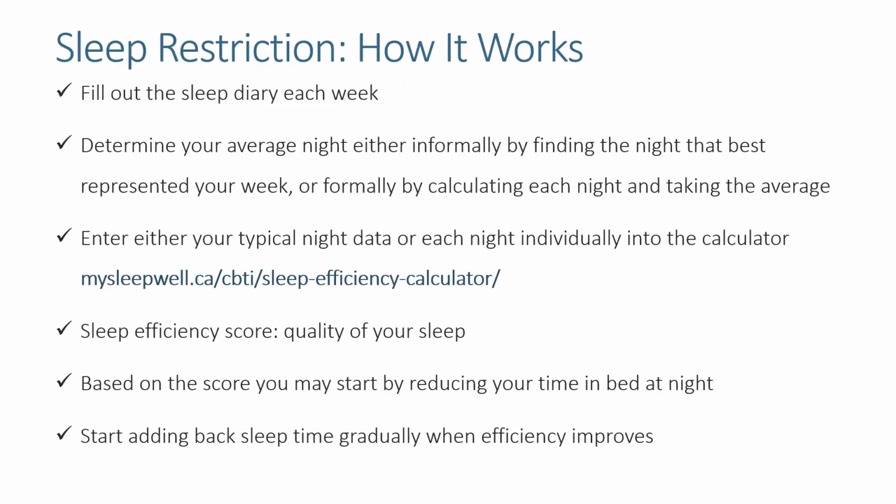So the exact process for this will go as follows. You've already kept, hopefully, your sleep diary from last week. What we're going to be doing is determining your average night of sleep, and there's two ways to do that. You can either informally pick which night of that week best represented your overall. So if you varied between getting up 2 to 3 times a night, you maybe had one night where you're up once, one where you're up 4, pick a night that had that middle ground of everything.